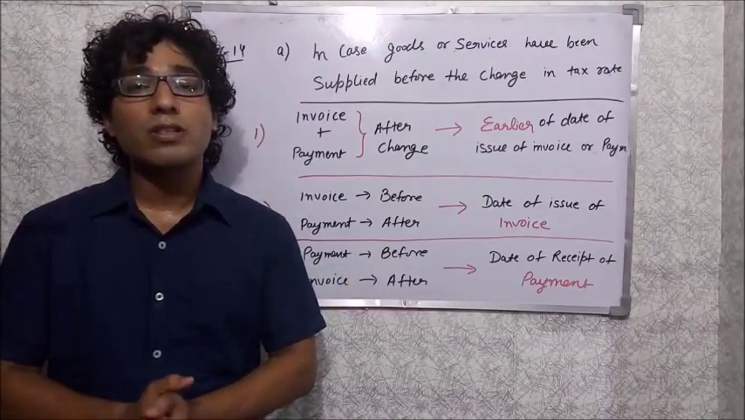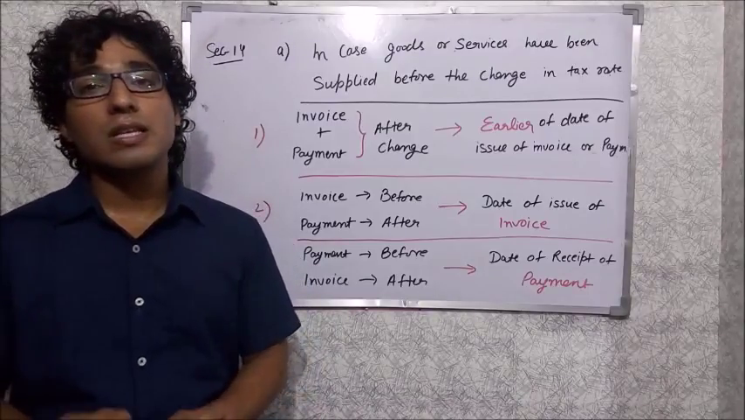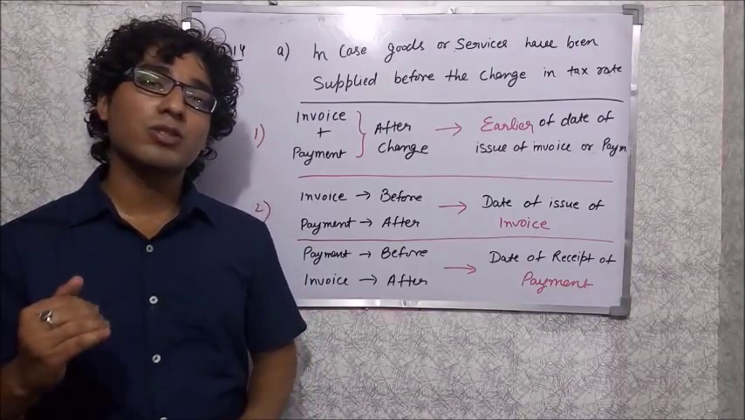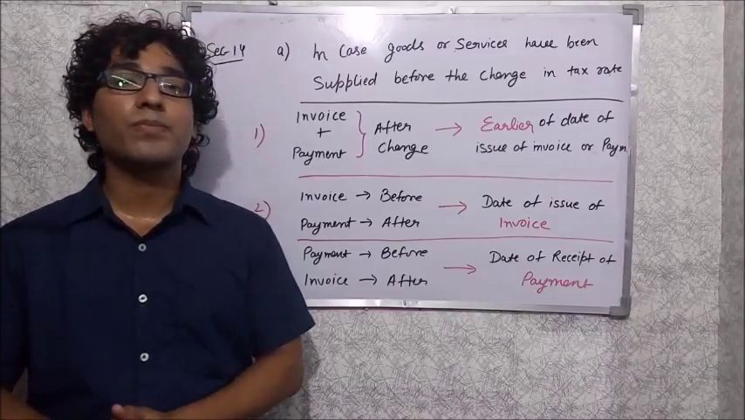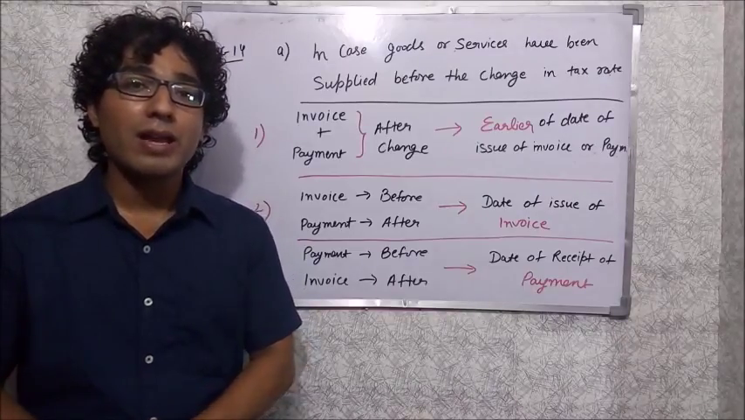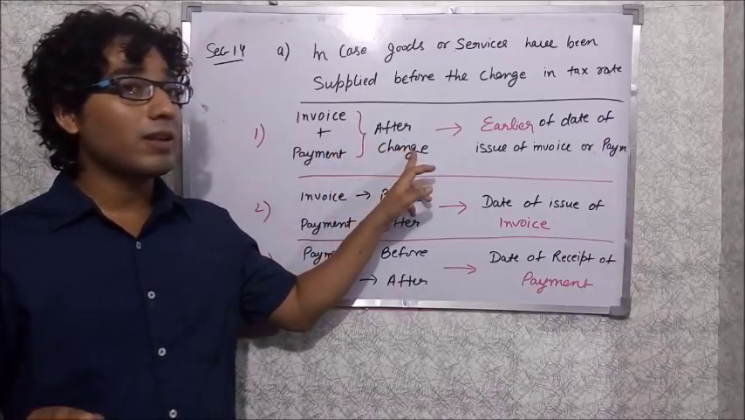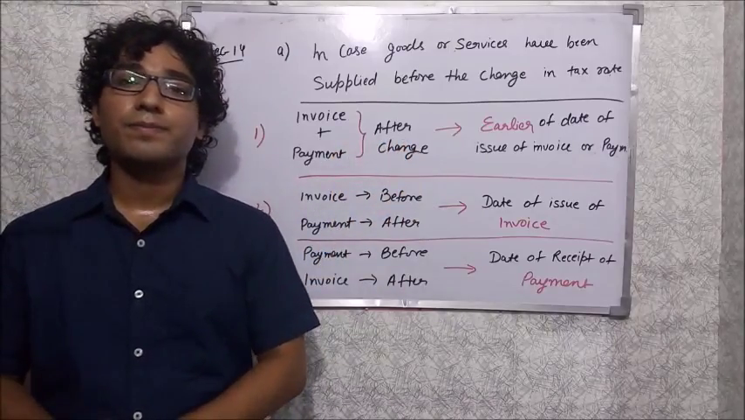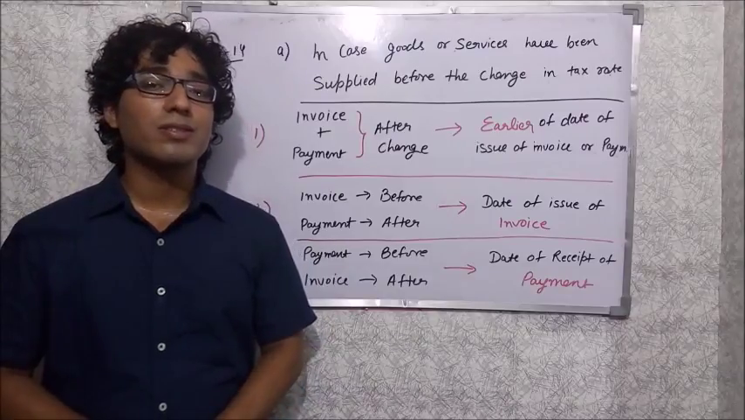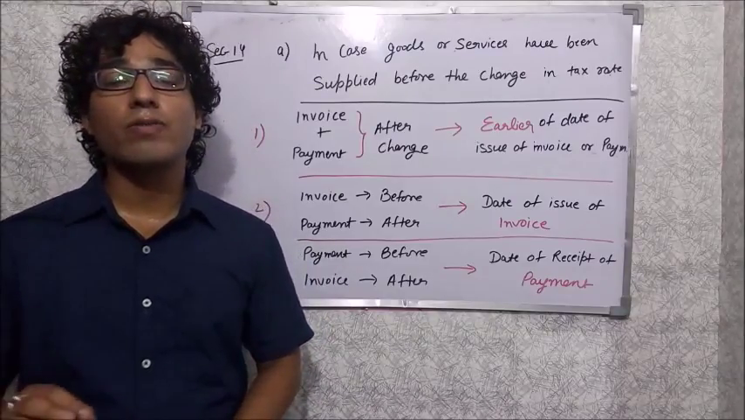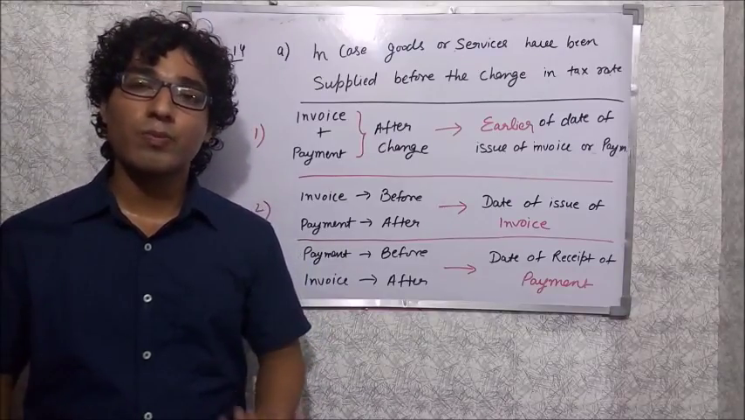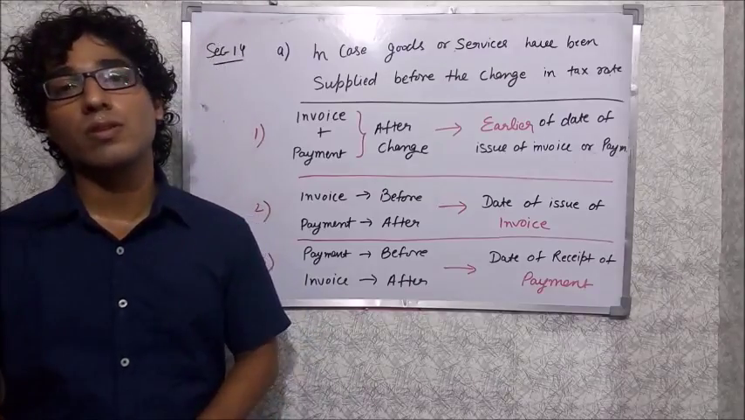So if you are supplying the goods or services before the change in rate of tax, there are three sub situations. The first sub situation is when the invoice and the payment are received after the change in tax rate, then the time of supply of goods or services in this case will be the earlier of the date of issue of invoice or the receiving of payment in respect of those supply of goods or services.